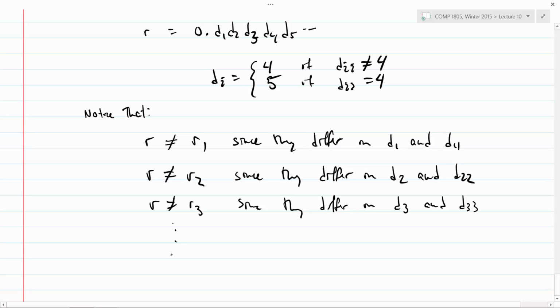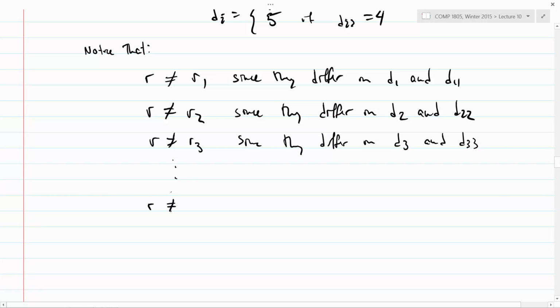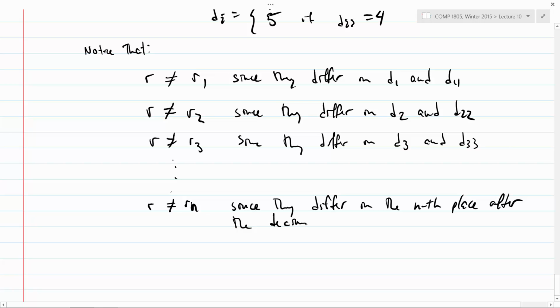So R isn't equal to the first thing. It's not equal to the second thing. It's not equal to the third thing, the fourth thing, the fifth thing, the sixth thing. Is it equal to anything on the list? No. It's not equal to the nth thing on the list because they differ in the nth place after the decimal. So if R is not equal to anything on the list, the only conclusion you can draw is that R is not on the list.